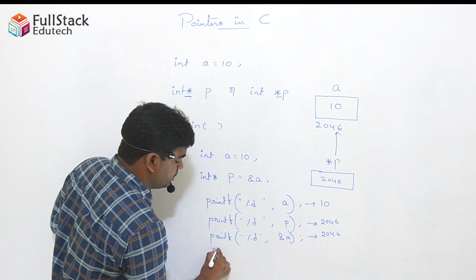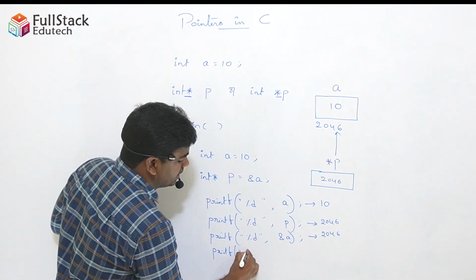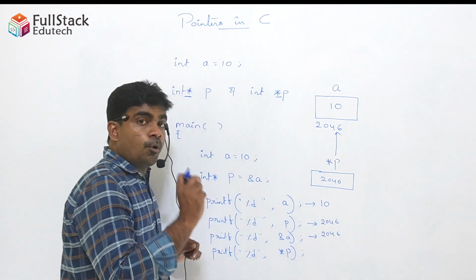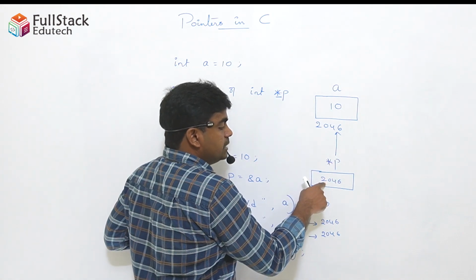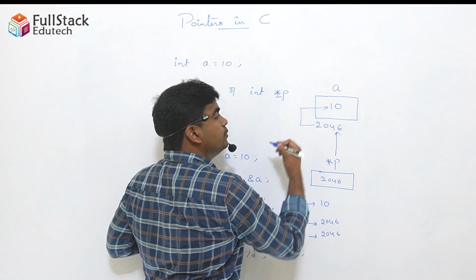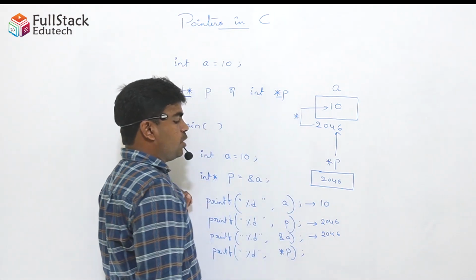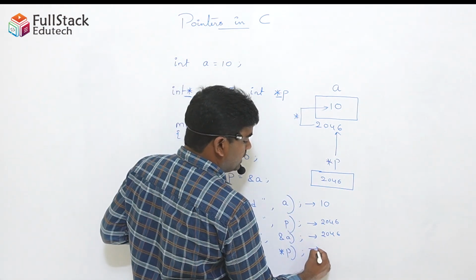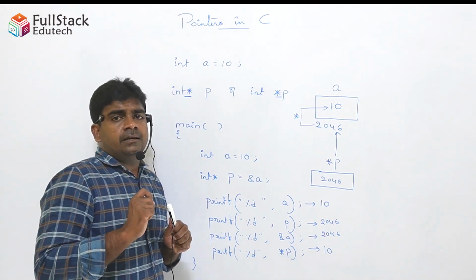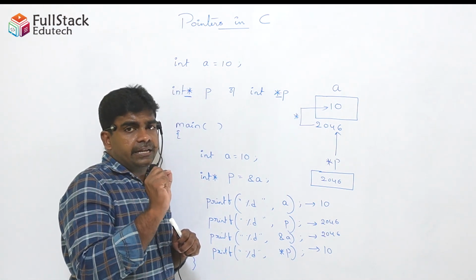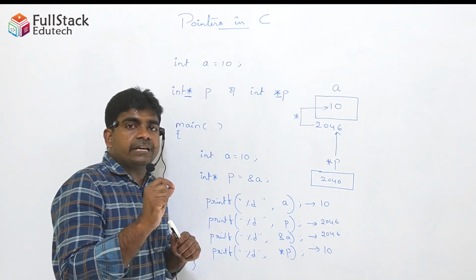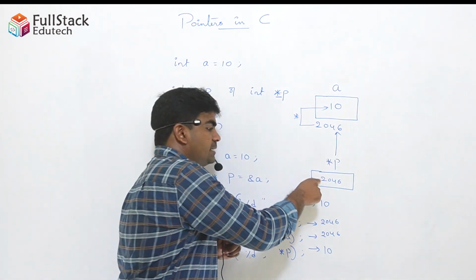But in printf, whenever we are writing like this, *p, p value is 2046. *p means what? The value which is inside that location is called *p. So that value 10 will print. That is the simple thing. Here a normal variable always stores a value. A pointer variable always stores an address.